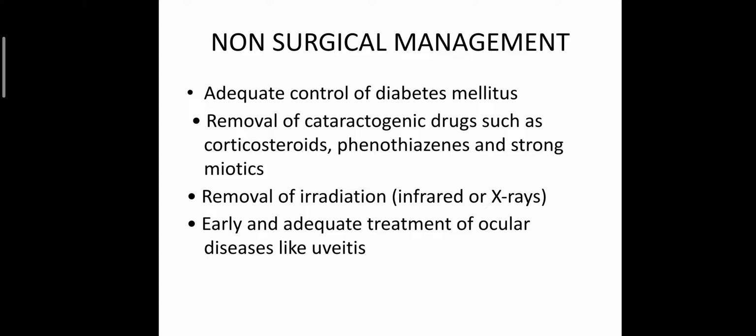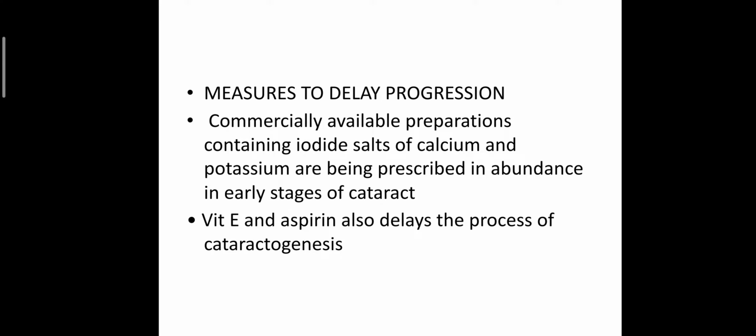And other methods to delay progression are commercially available preparations containing iodide salts of calcium and potassium, which are being prescribed abundantly, only in case of early stages of cataract to delay the progression. And vitamin E and aspirin also have some role in delaying the progression of cataract.